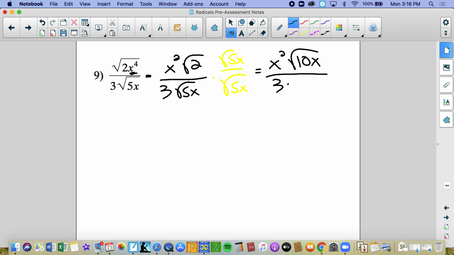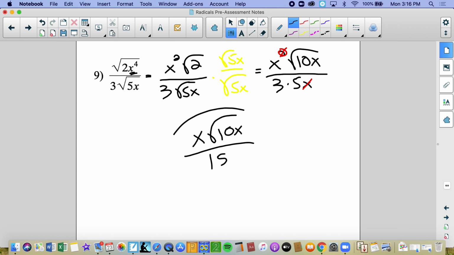This produces 3 times 5x. And instead of multiplying the 3 times 5x, I'm going to simplify. I have an x in the numerator and an x in the denominator. So that leaves me with x rad 10x over 15. Always try to simplify when you have it broken up. It's going to be a little bit easier for you.